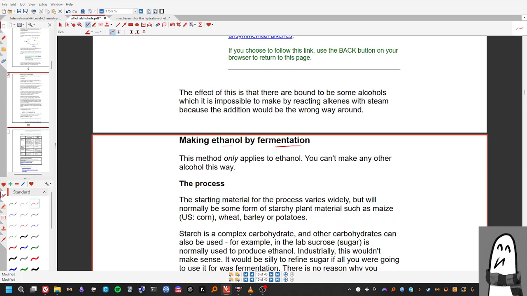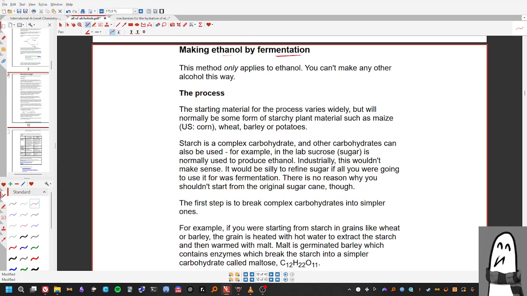So the effect of this is that, since there are bound to be some alcohols made which you don't want, and those alcohols are impossible to make when you react alkenes with steam, the reaction with addition is sometimes not used. Anyway, making ethanol with fermentation only applies to ethanol. You can't make any other alcohol this way.